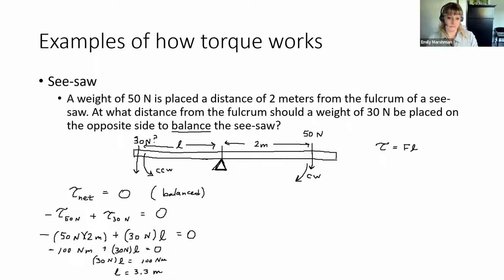Well, since it's less weight, in order to balance out the other weight on the other side, which is more, it has to have a longer lever arm so that the torques on each side are equal and opposite. So it should be a little bit further away, and that's what we got. 3.3 meters is further away than the 50 Newton one at only 2 meters. We need a really big seesaw for this to happen.